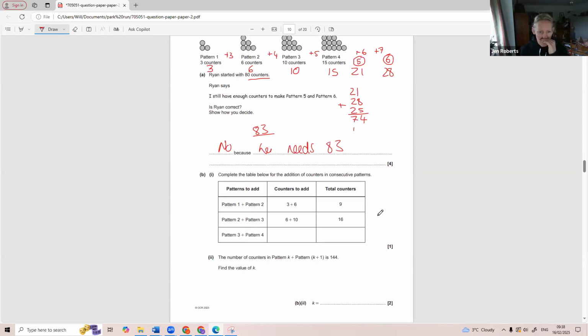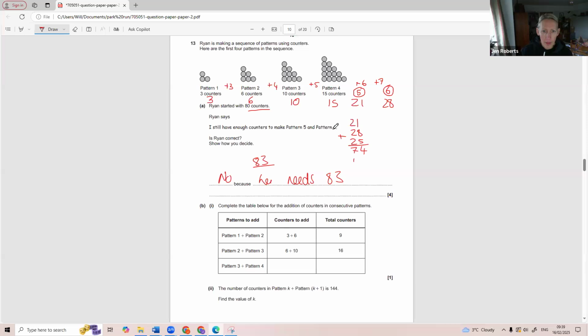Okay, so looks like a complicated one. So pattern 1 and 2, 3, add 6. Pattern 2, add 3, 6 add 10 is 16. Pattern 3, add 4. So pattern 3 is 10. Pattern 4 is 15. Now I'm not sure if you'd notice this, but I can see these are square numbers.